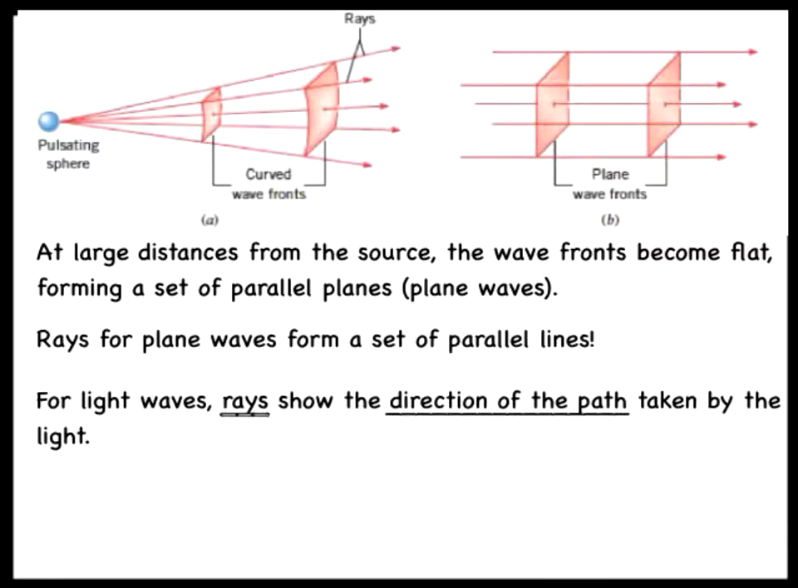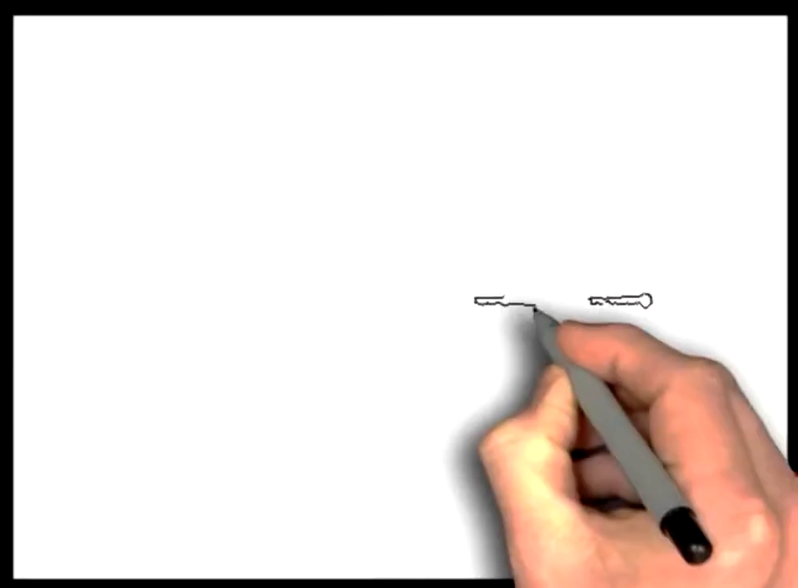For light waves, the ray concept is particularly convenient when showing the path taken by the light. We will make frequent use of light rays, which can be regarded essentially as a narrow beam of light, much like those produced by lasers.